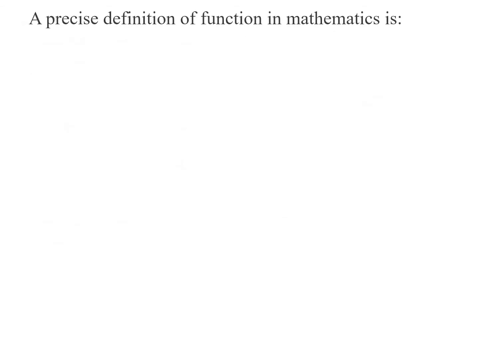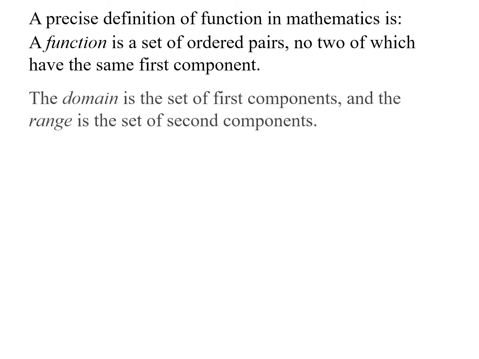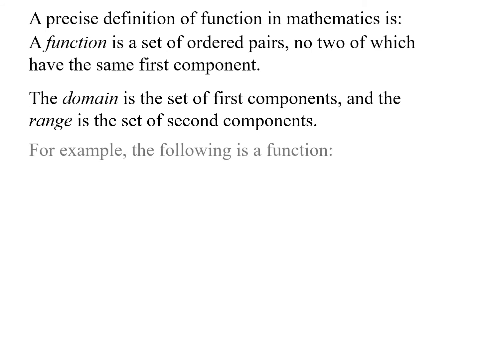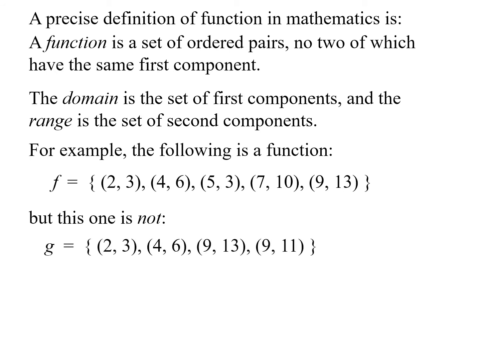A precise definition of function in mathematics is: a function is a set of ordered pairs, no two of which have the same first component. The domain is the set of first components, and the range is the set of second components. For example, the following is a function. But this one is not, because 9 produces two different numbers, 13 and 11.